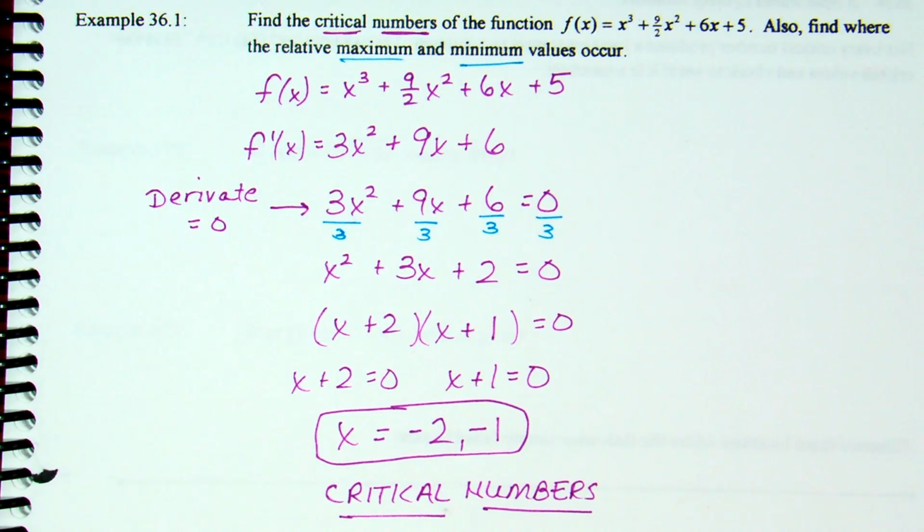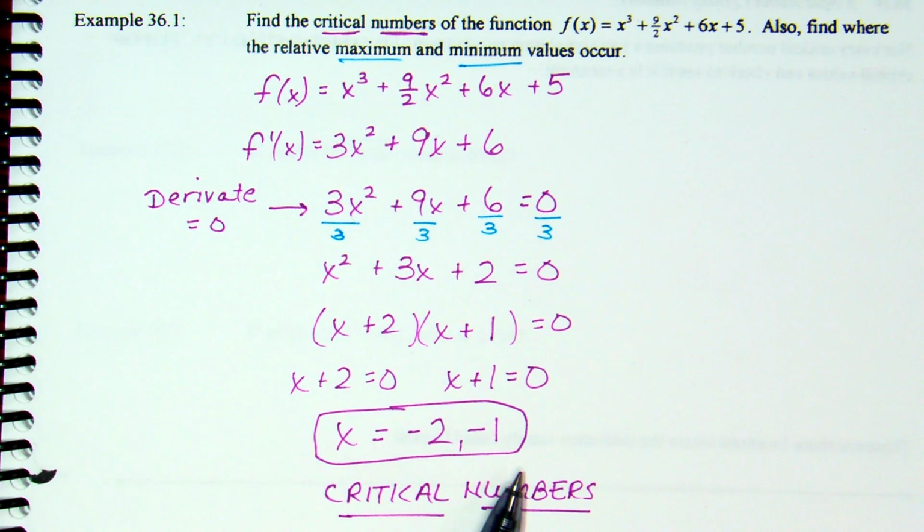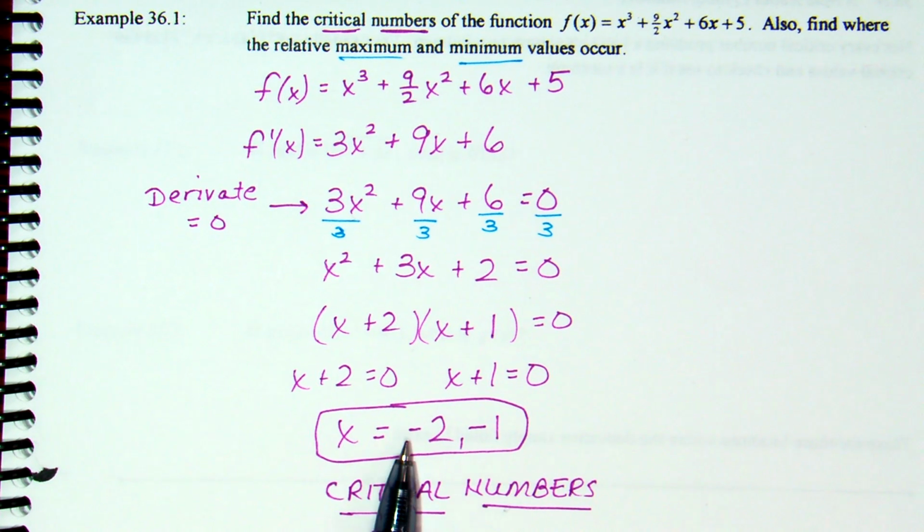Now, it also wants to know where the relative max and min occurs. Well, when the derivative equals 0, my tangent line is horizontal. My tangent line is horizontal, that's happening at either maxes or mins. So in order to find our max and min values, the max and min values are how high that max is and how low that min is. My max and min occur at -2 and -1. So we're going to want to plug these in.